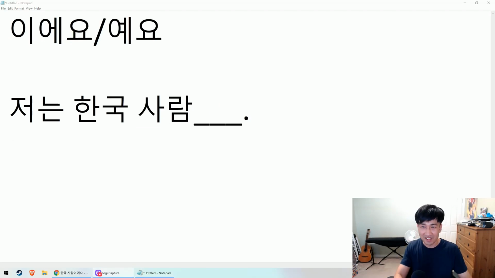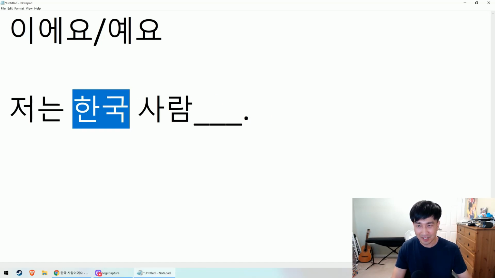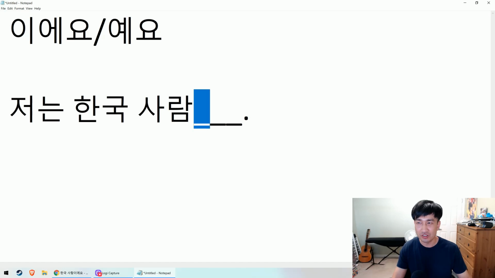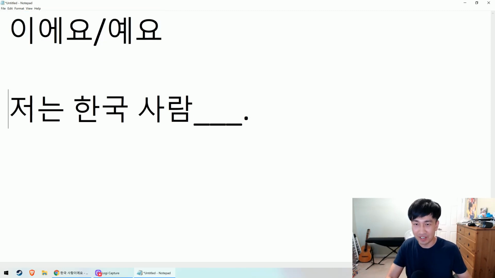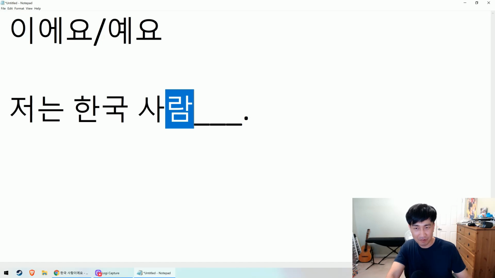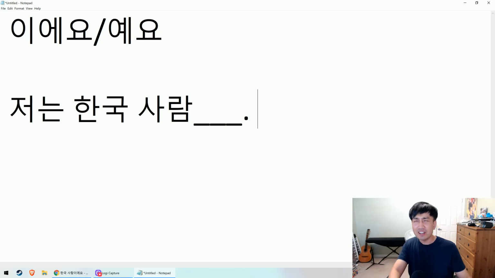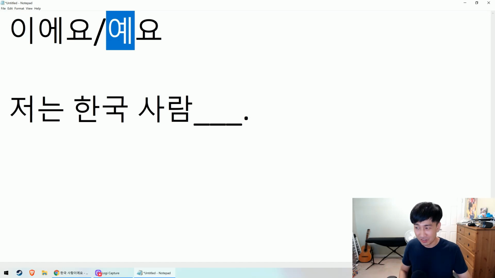Let's look at another example. This one is slightly trickier. This sentence is like 저는 한국 사람, and I need to use either 이에요 or 예요. It's like I am Korean. This means am. I Korean person am, right? Which one do I use? Let's check the last character, 람. Does it have a 받침? Yeah, it has a 받침 of this mo right here. But wait a minute. These both have circles. Which one do you use?